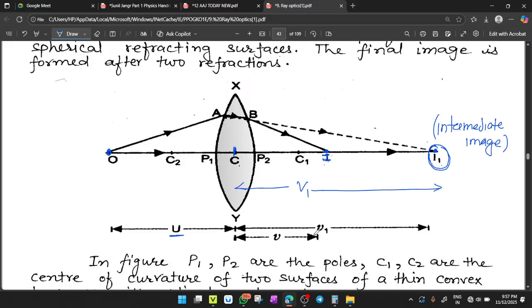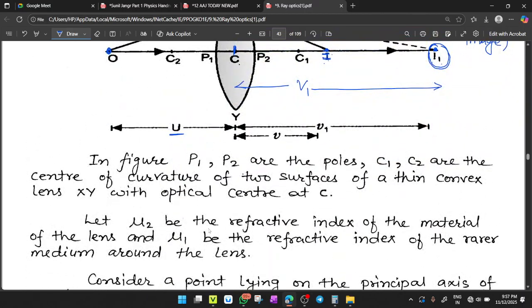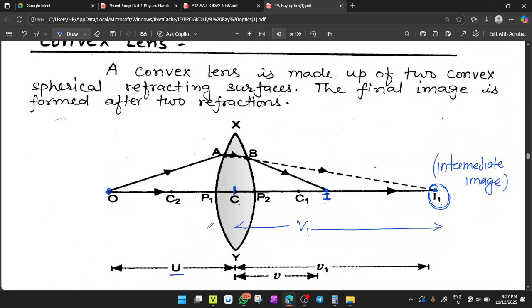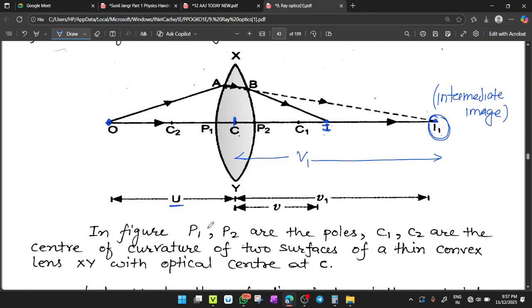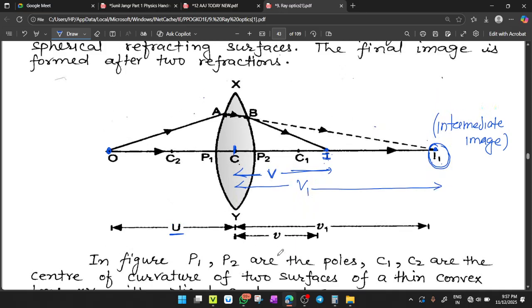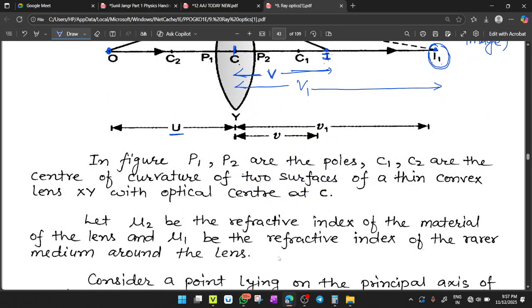Yes, so now referring to the theory in the figure, you have made the diagram, everyone made the diagram. I1 and I. Clear? I is the final image. So the distance between C and I, center to image, is equal to V. This is your final image. Clear? Coming to the theory in the figure, check the figure. P1 and P2 are the poles. C1 and C2 are the centers of curvature of the two surfaces.